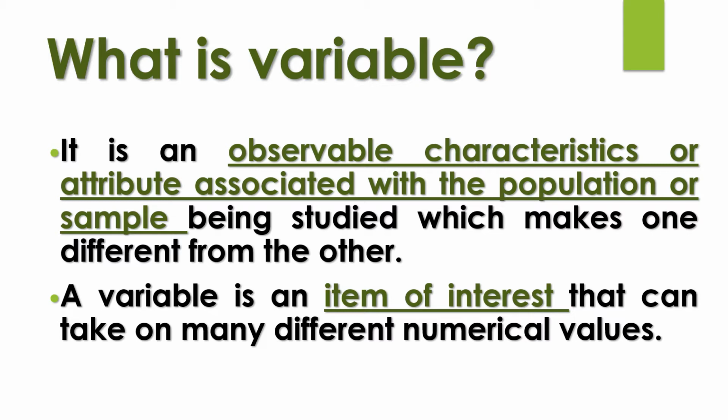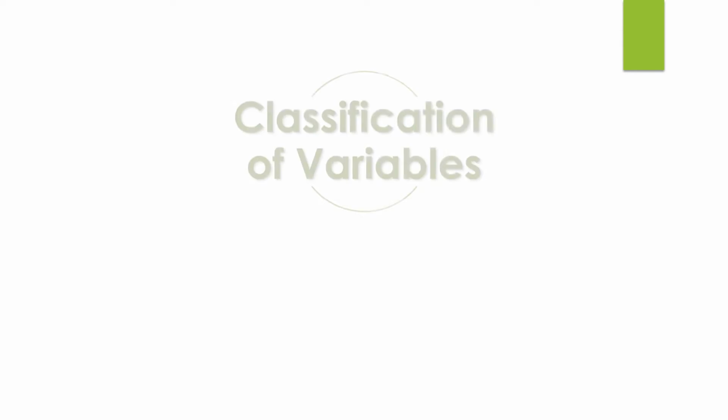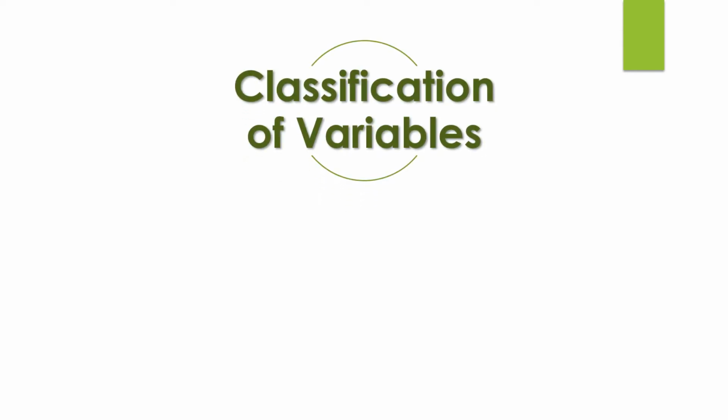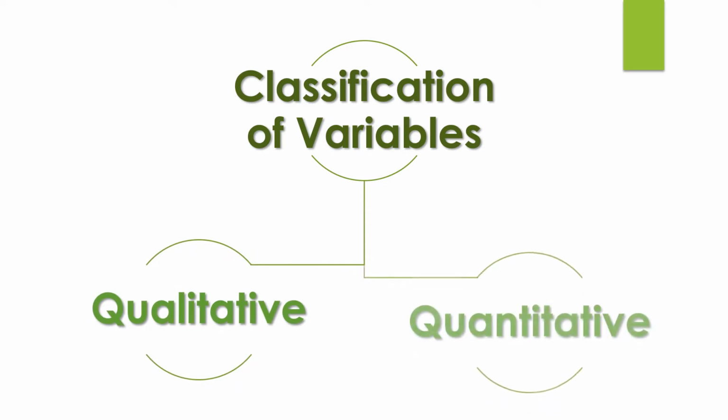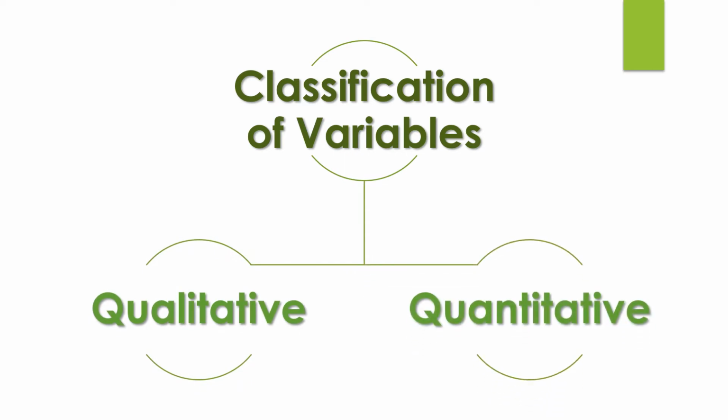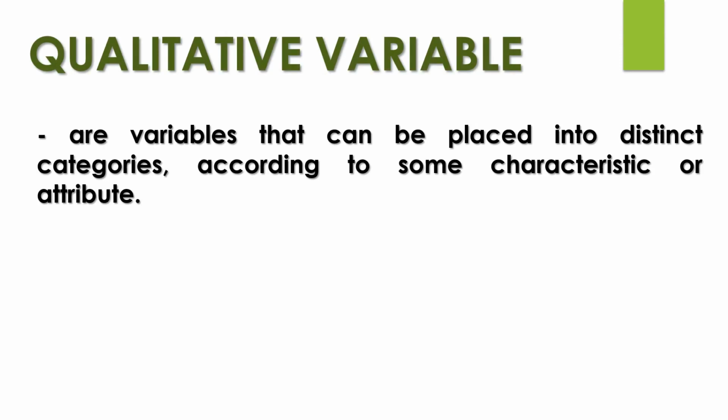Variables can also be classified as qualitative and quantitative. So now let us discuss the classification of variables. Again, it is qualitative and then quantitative. Let us discuss first the qualitative variables. These are variables that can be placed into distinct categories according to some characteristic or attribute.